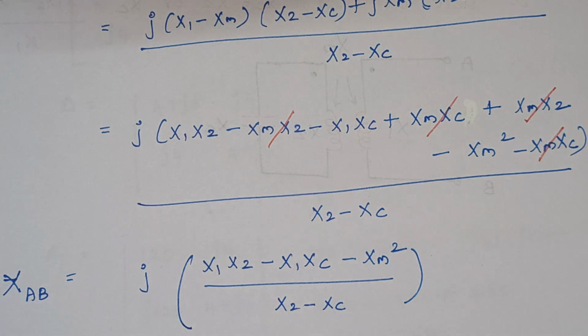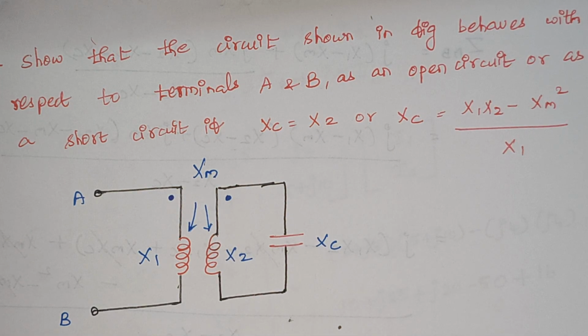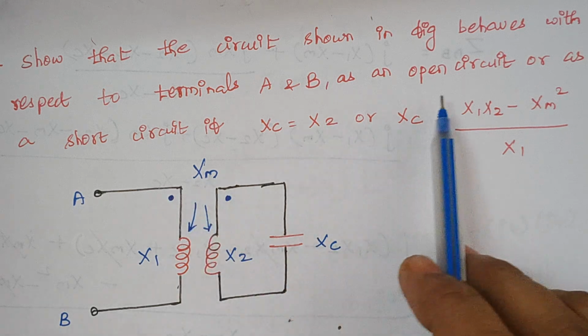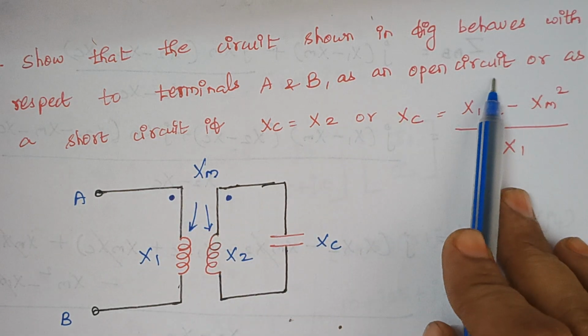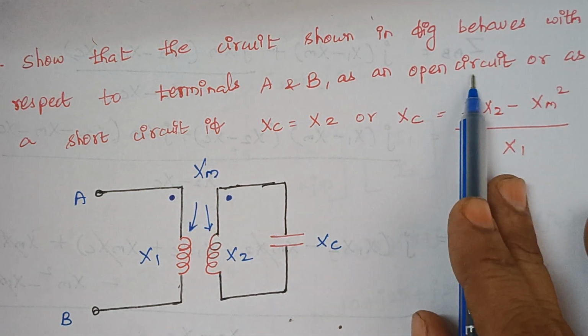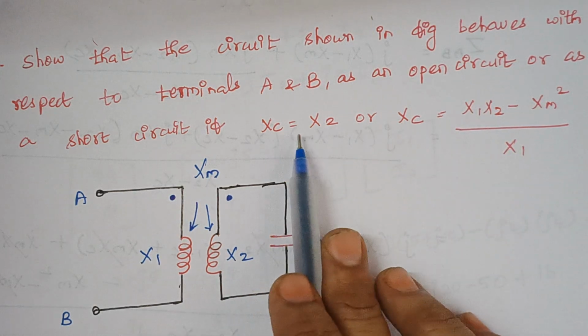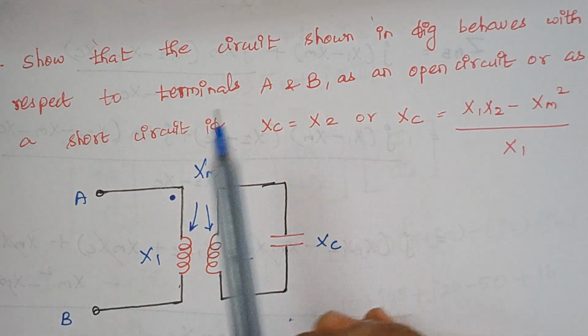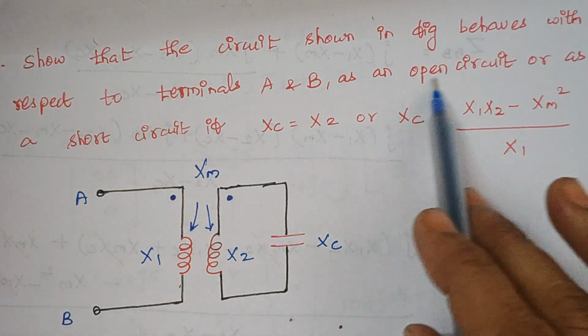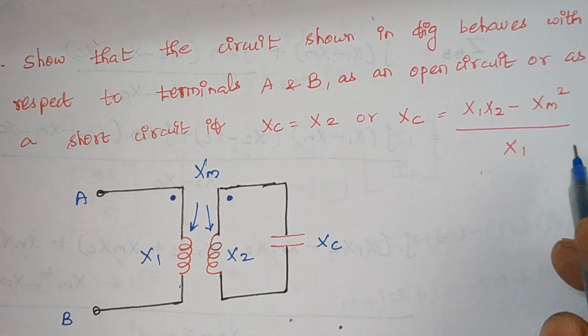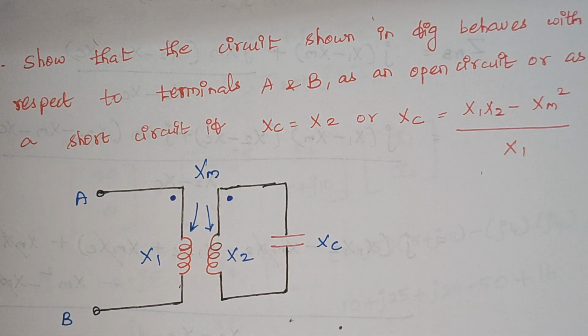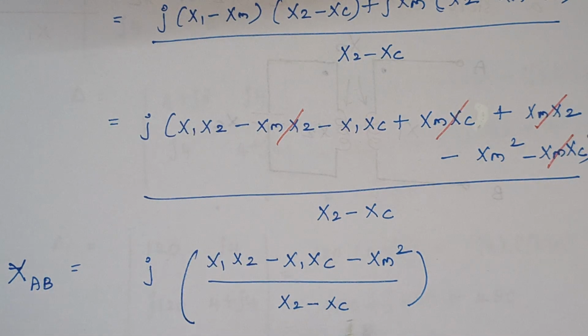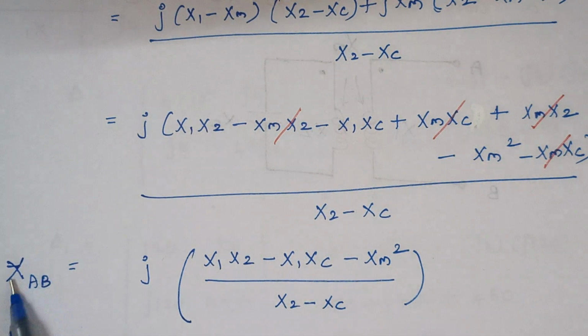Now what is the question which is asked? When you look back, what are the conditions given here? One is open circuit. Open circuit means what condition? Xc is equal to X2. And if it is a short circuit, what is the condition? This is your condition. Look at this expression. This is your net reactance.